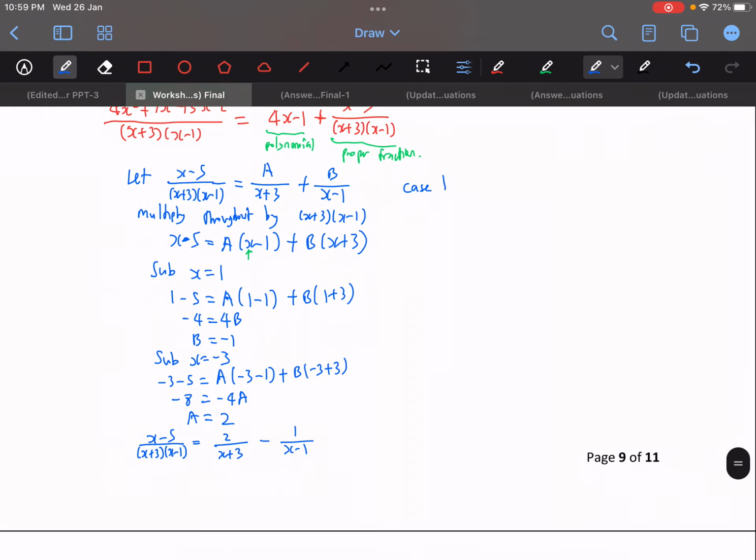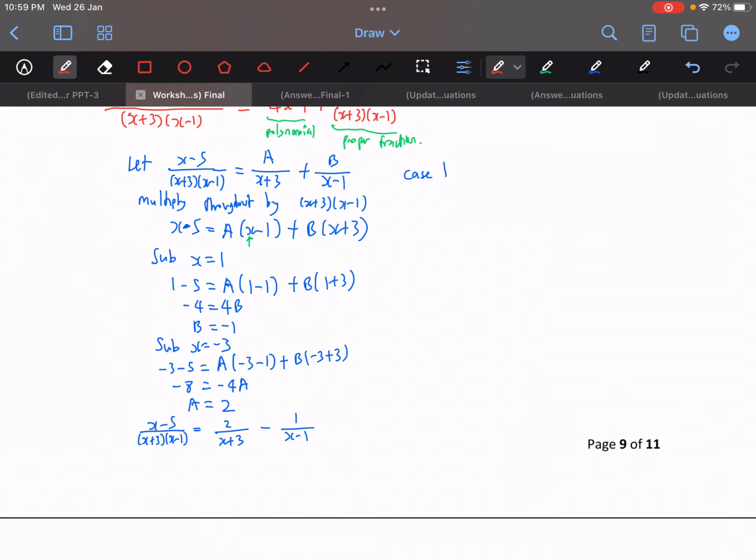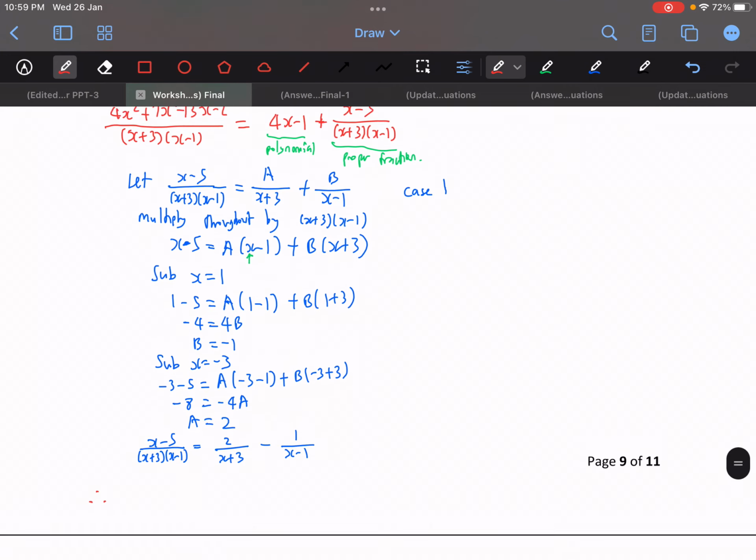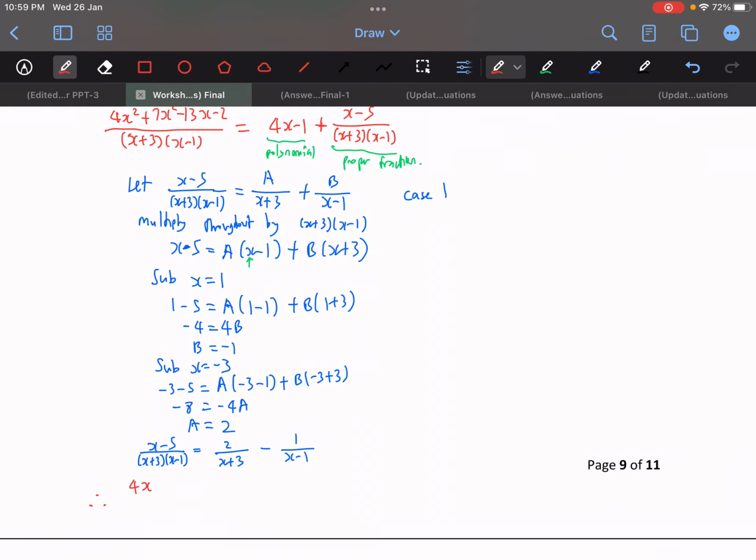And so finally, to answer the question, remember you need to answer the question eventually. So the final answer is going to be, sorry, this is a cube. We write out the question, and this will be equal to the polynomial, and then you write the partial fractions. And so this will be the final answer.